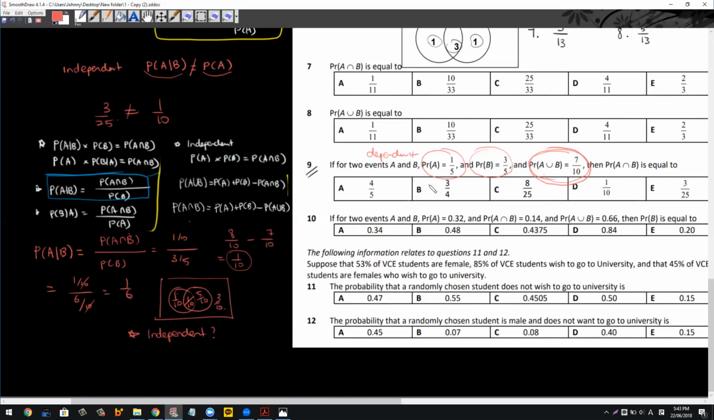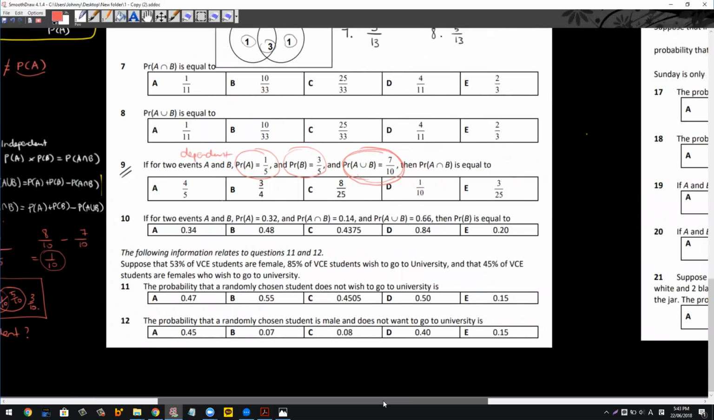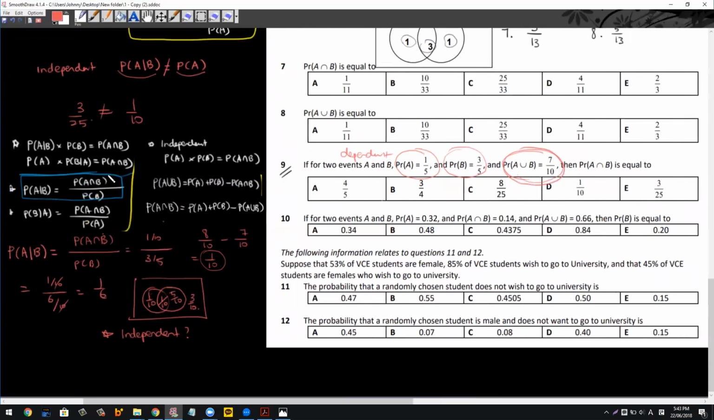And using this, we can draw a Venn diagram and stuff like that as well, but we're going to move on. I don't want to confuse you too much. Now, I want you to try this one, number 10. I think you need to use one of those equations here.